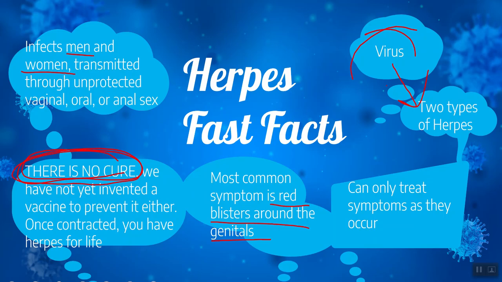Once you contract herpes, either herpes simplex 1 that causes cold sores around your mouth, or herpes simplex 2, you have herpes for life. So that is important when thinking about how to prevent yourself from getting this and choosing your sexual partners. You can only treat the symptoms as they occur later in life.